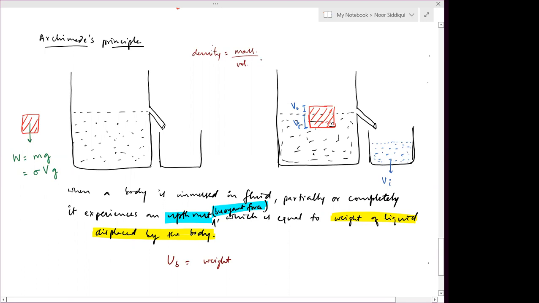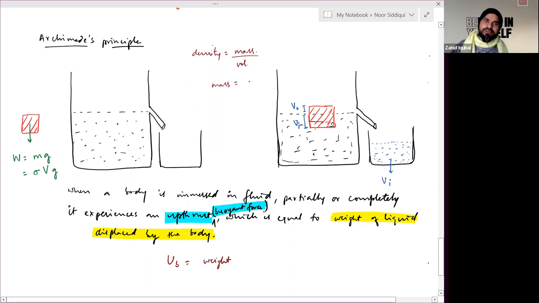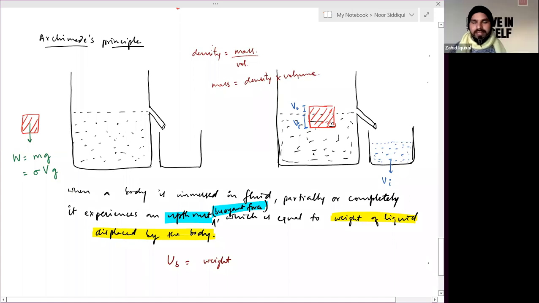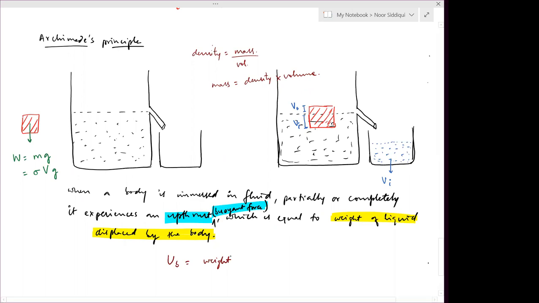Yes, sir. So we can write mass equals density into volume. Let the density of the object be sigma and the total volume be V. So mass will be equal to sigma into V. Is it clear? Yes, sir.